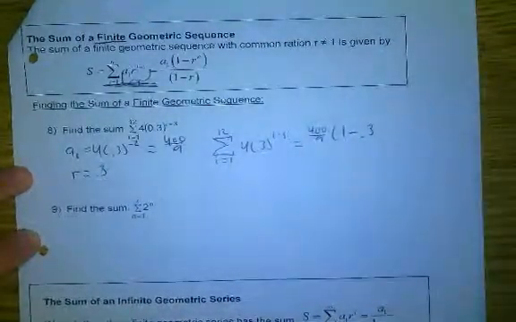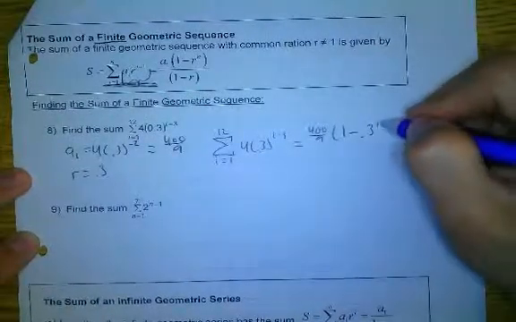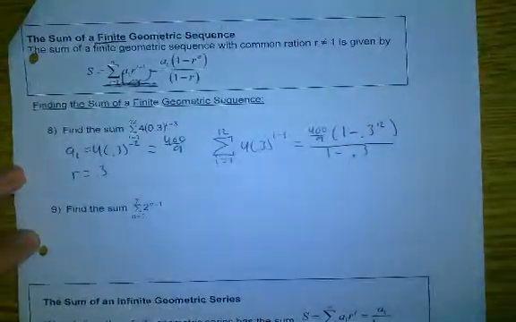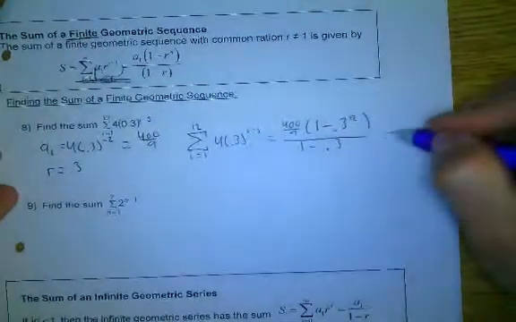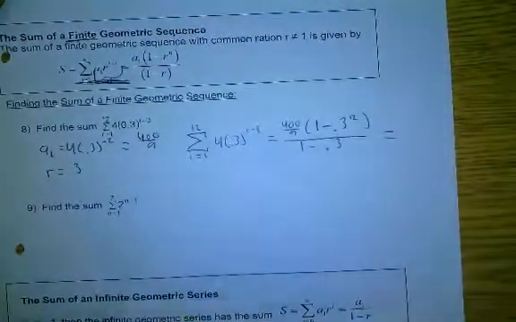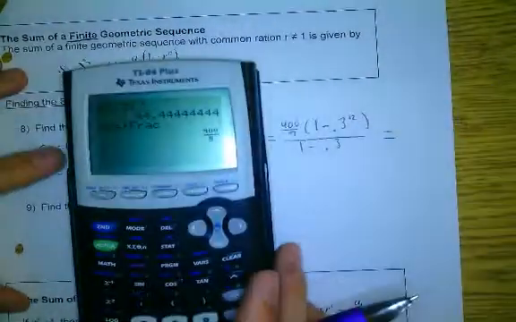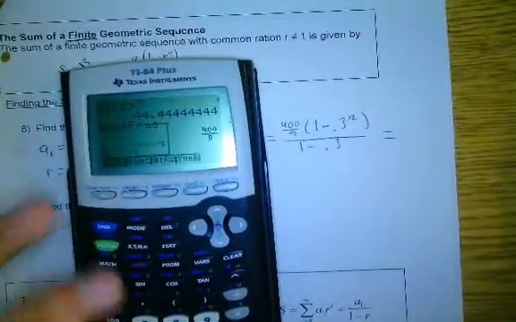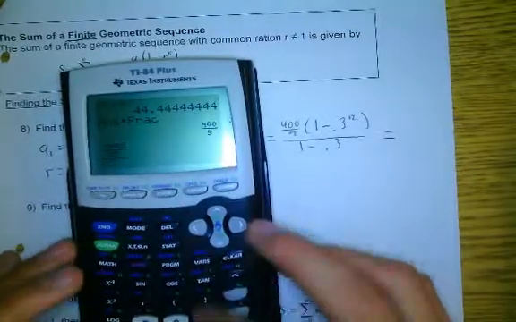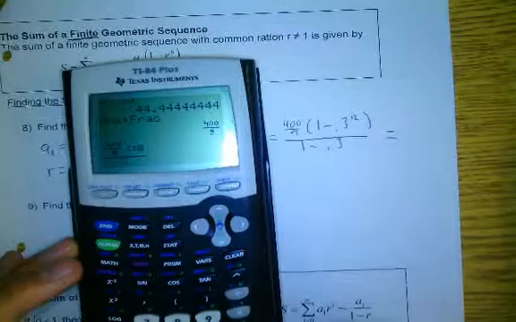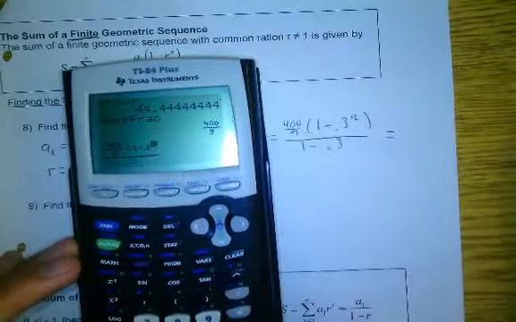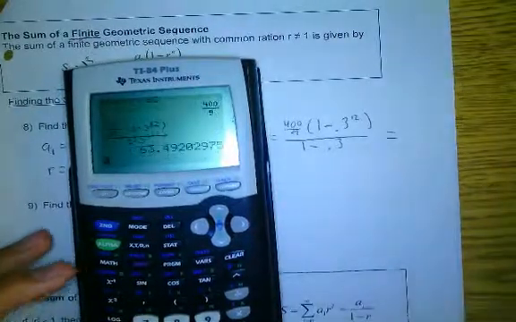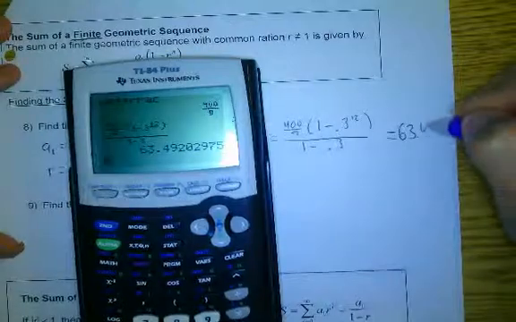Correct? Now, at this point, again, you can expect this on the calculator part of your test. Just input into the calculator as it is. So, 400 over 9 times 1 minus 0.3 to the 12th power, all over 1 minus 0.3. And you get approximately 63.492. Cool?